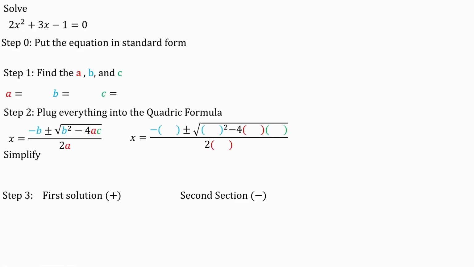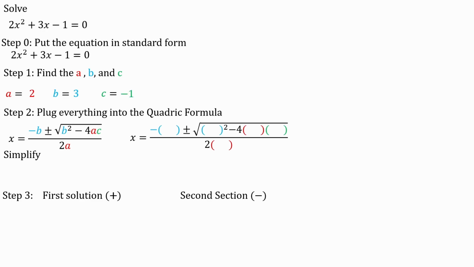This is number 11. Here we're trying to solve using the quadratic equation. Step 0 is to always put the equation in standard form. For this one, it's already in standard form. 2x squared plus 3x minus 1 is equal to 0. Let's find the a, b, and c. A here is 2, the b is 3, and the c is negative 1.